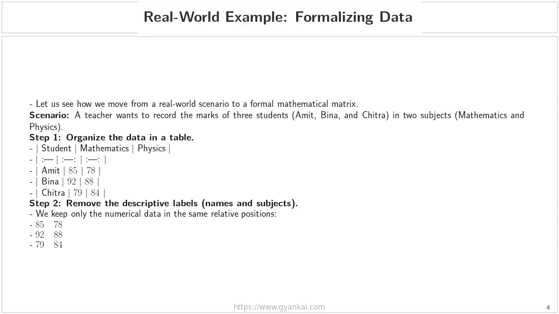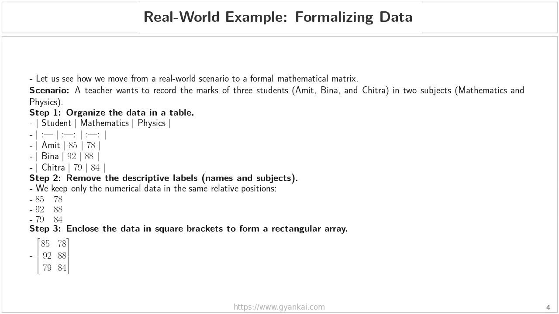This leaves us with 3 rows of numbers, 85 and 78 in the first row, 92 and 88 in the second, and 79 and 84 in the third. Moving to step 3, we apply the notation we learned in the previous slide. We enclose this rectangular array of numbers within square brackets to give it a formal mathematical structure.